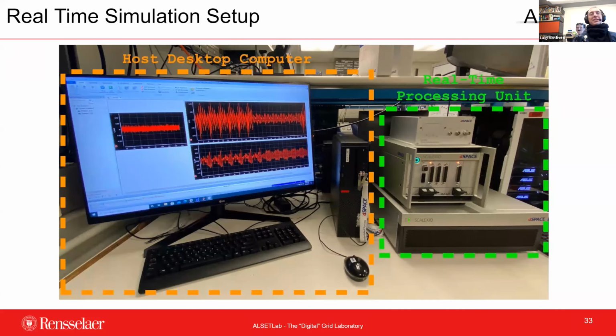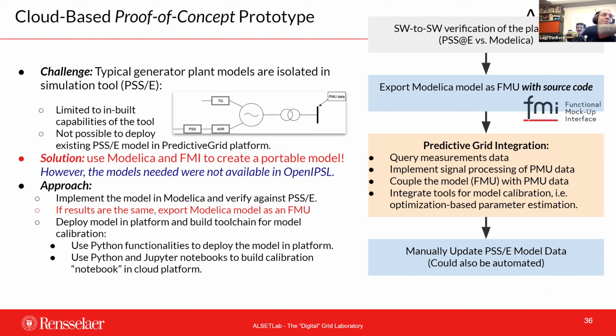So the idea is to deploy them in this predictive grid platform and give engineers tools to calibrate their models that we have implemented for plants. And then you calibrate it there, find the new parameters, and put them back into the PSSC model, or do more advanced things like doing estimation of unmeasured variables.